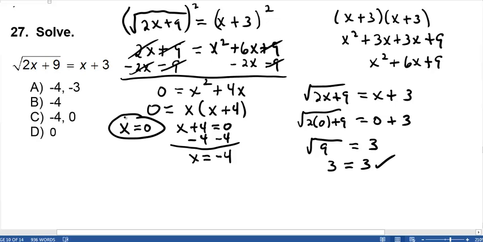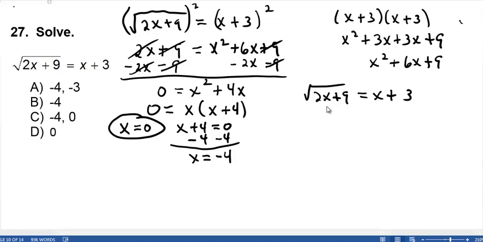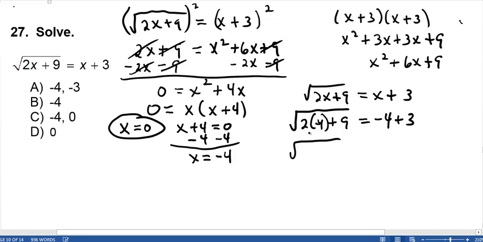Now I need to do the same for the negative 4. So I come back to the original equation, the square root of 2x plus 9 equals x plus 3, and substitute negative 4 in for x. So I have the square root of 2 times negative 4 plus 9 equals negative 4 plus 3. That gives me 2 times negative 4 is negative 8 plus 9 equals negative 4 plus 3 is negative 1.